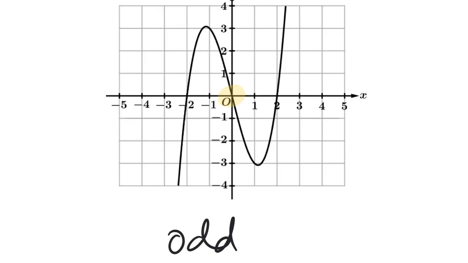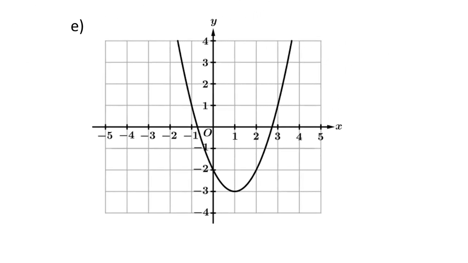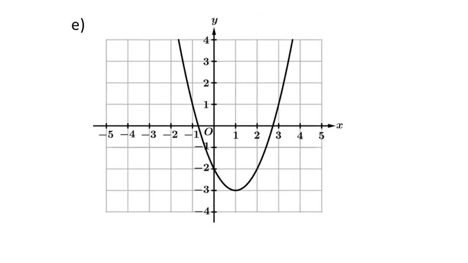Now, if we look at the second graph here, we have to ask ourselves the same questions. If I folded it on the y-axis, would it perfectly fold in half? No, so it is not symmetric about the y-axis, it's not even.